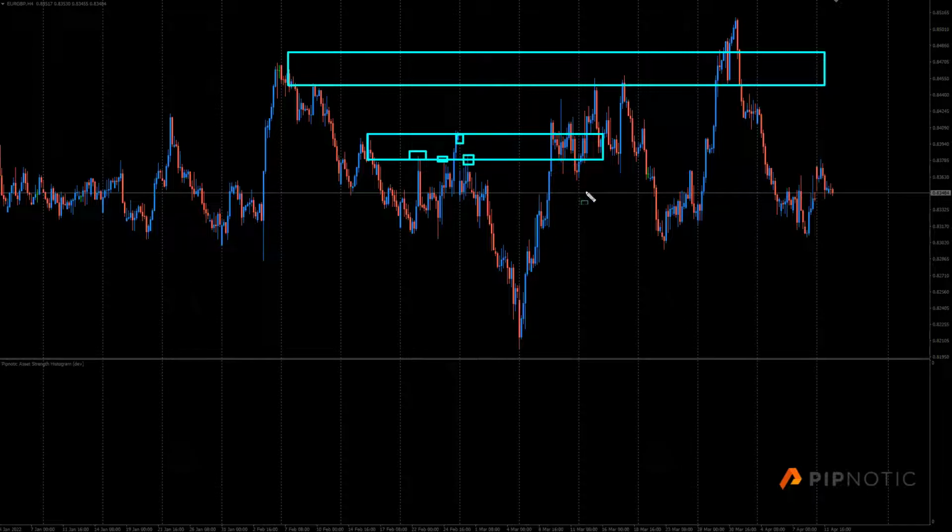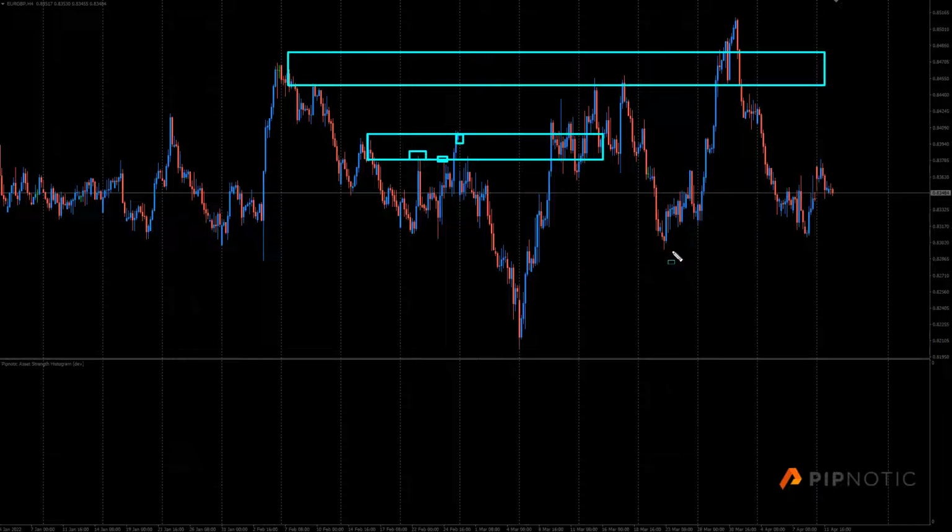Tested several times, and price finally managed to move through it. But it actually managed to move through it from here. We managed to move above it. We formed this little area here. Okay, it was removed by this. This area was removed by this, just here.